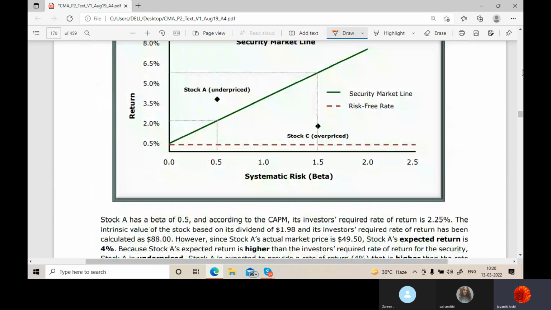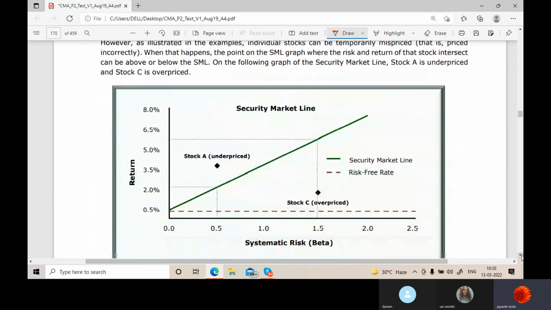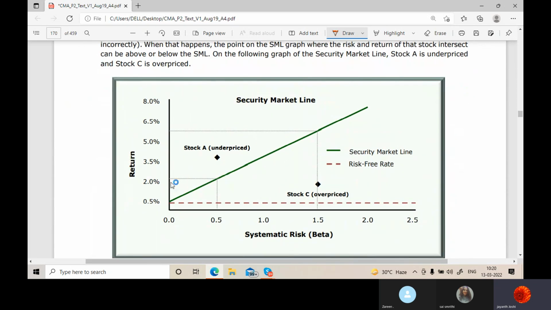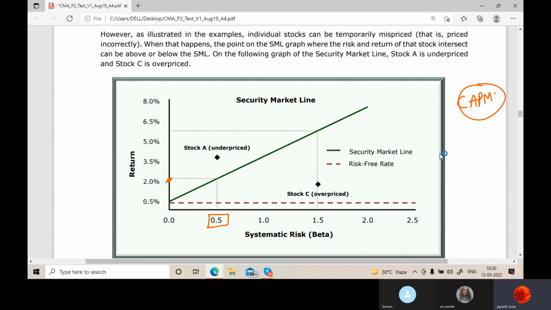Okay, let's discuss this graph, what they're saying. See, this is a security market line. The security market line shows you the risk and return combination. For a risk of 0.5, that is when the beta is 0.5, the return should be somewhere here. In actuality, it should be. That is what the CAPM equation is all about. When you take the CAPM equation into consideration, it's a linear equation.